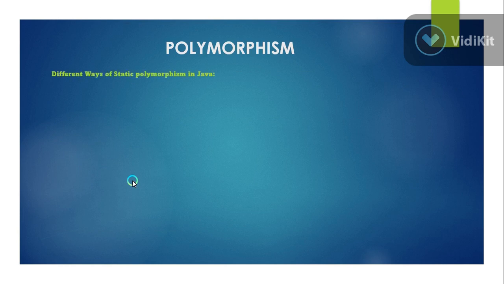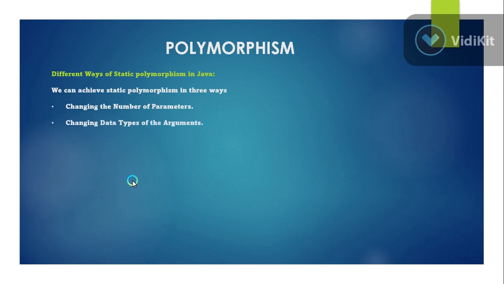Different ways of static polymorphism in Java. We can achieve static polymorphism in three ways: by changing the number of parameters, by changing the data types of arguments, and by changing the order of the parameters, that is, the sequence of order.